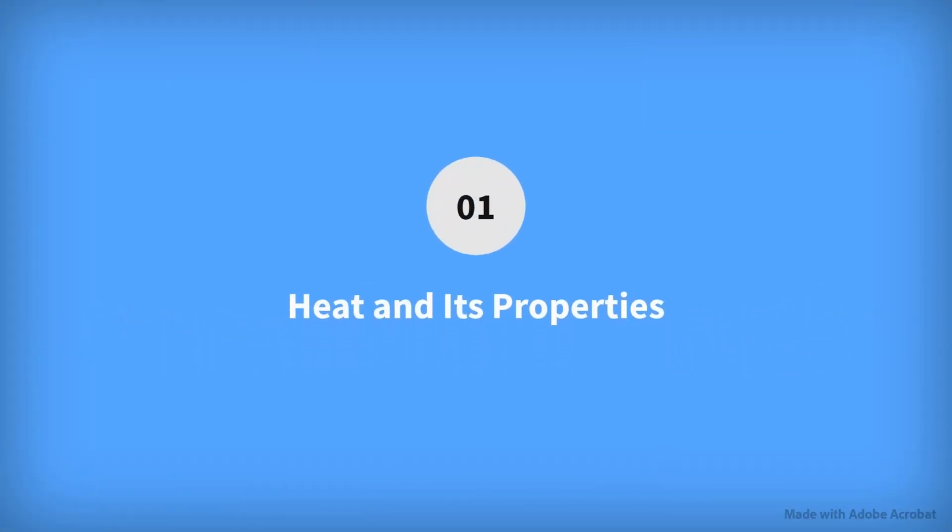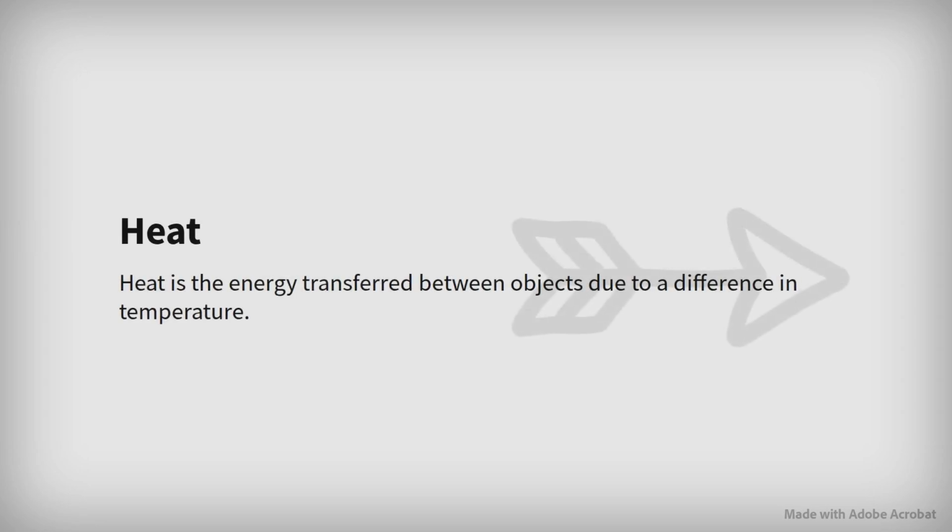Heat is a fundamental concept in science, affecting everything from cooking to climate. In this topic, we'll explore what heat is, how it is measured, and the role of specific heat capacity in everyday life. Let's begin by defining heat, a term we encounter daily. Heat is the energy transferred between objects due to a difference in temperature.